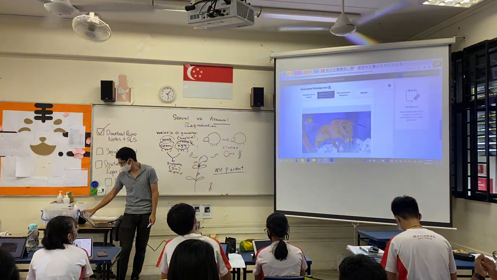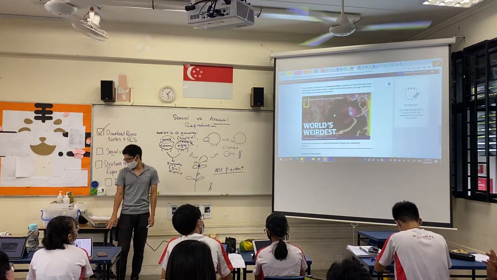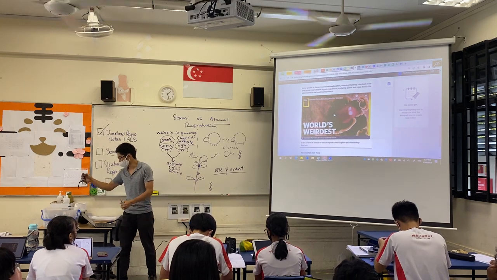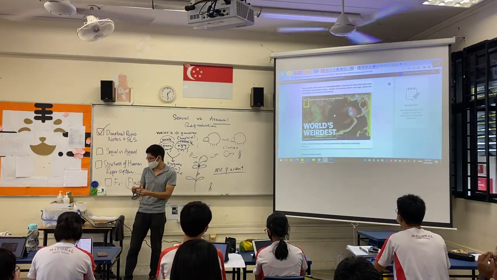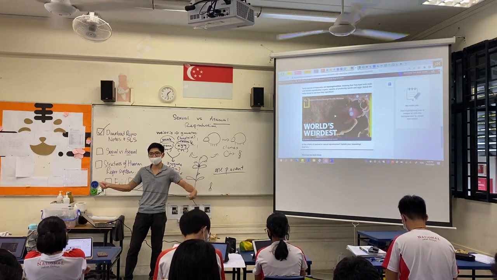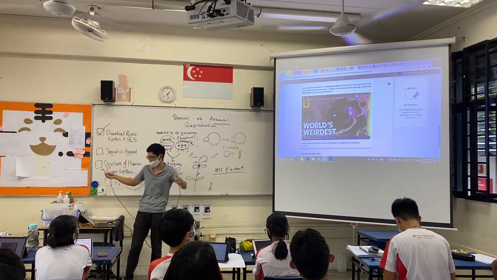Last but not least is the flatworm. I'm going to show you a video in a while. It's quite interesting to watch. This particular flatworm is a hermaphrodite. That means it has both male and female reproductive organs on itself. Do you think this is a form of sexual or asexual reproduction taking place?